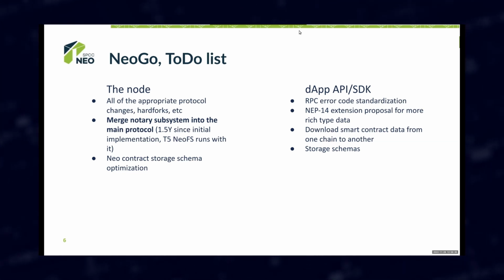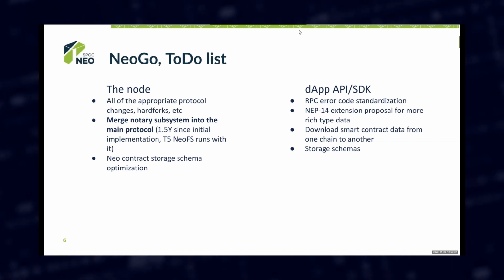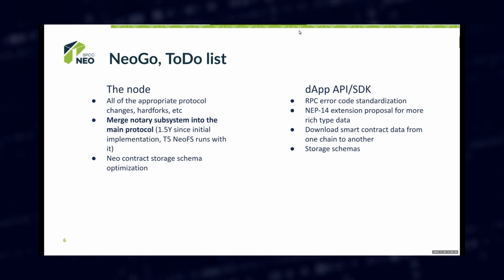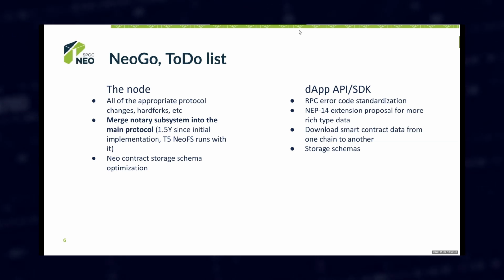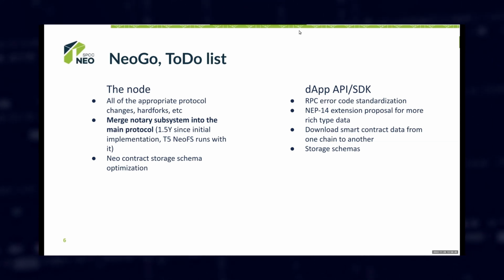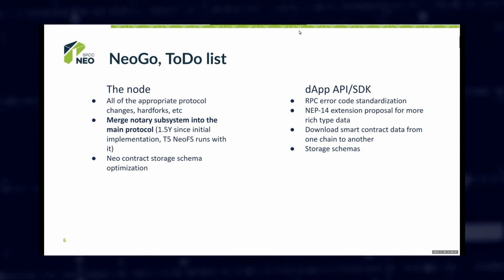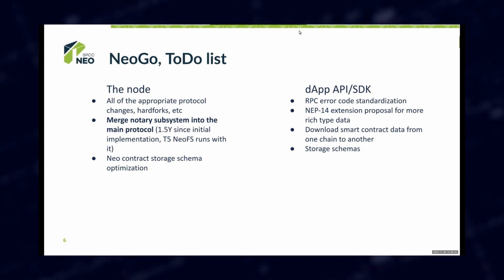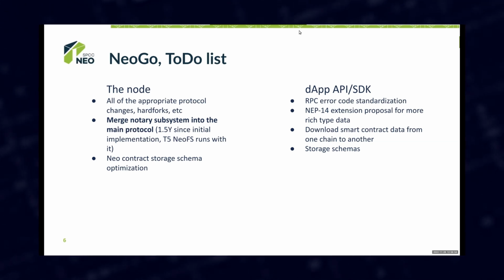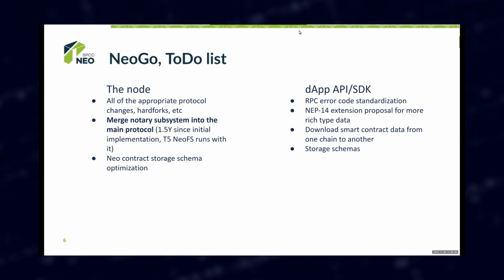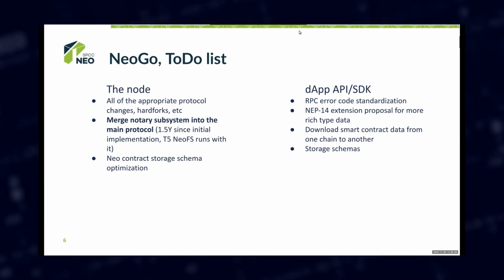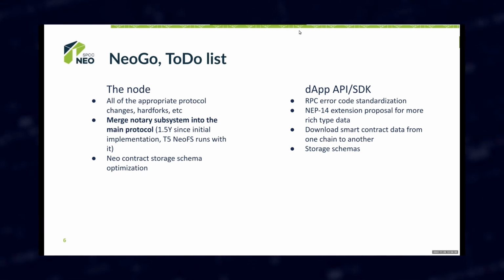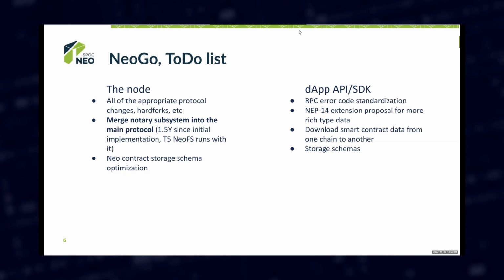But what we will also be doing in the nearest future is working on the RPC and RPC error code standardization. We have had this proposal sitting in the queue for some time already. I think it's time for us to move on with this as well, because this will be beneficial for all node implementations and users of the RPC API.